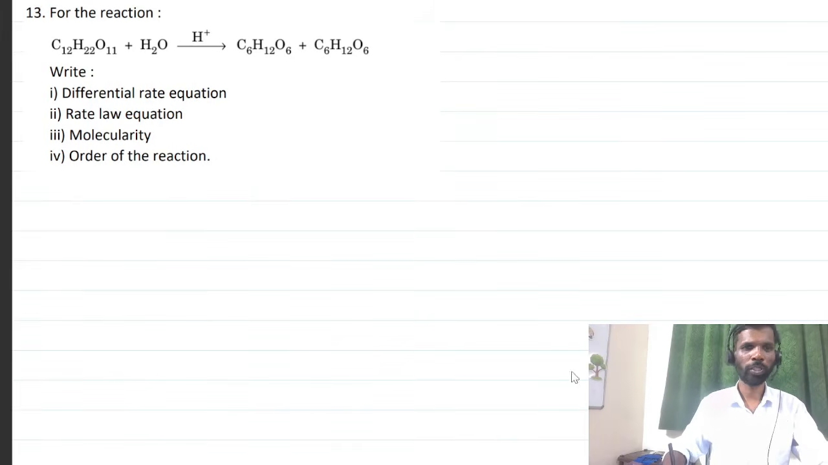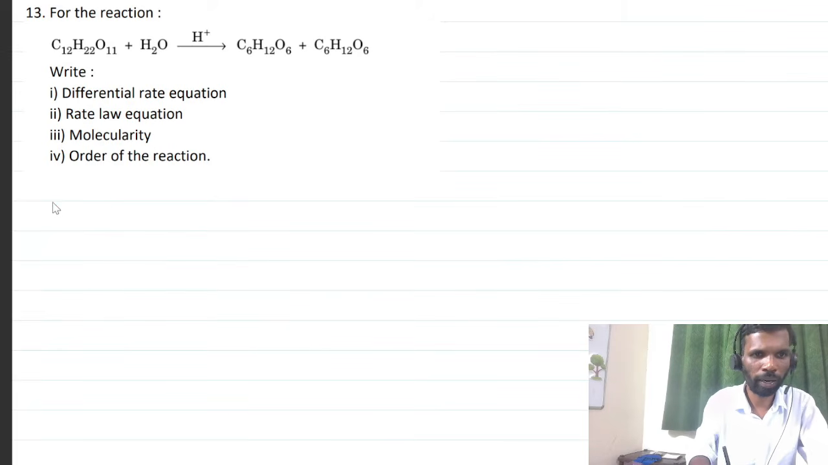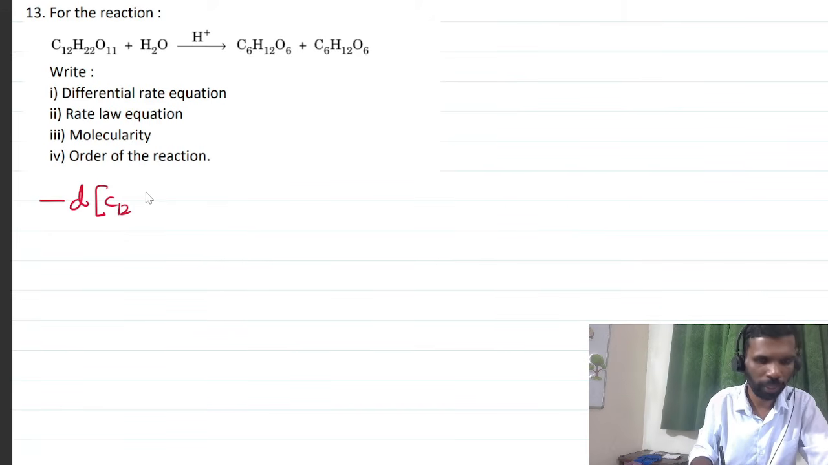Okay, this question is straight from the NCERT. If you're reading the NCERT, you'll be able to do this nicely. Write the differential rate equation. This is conceptual. How do we write? Minus d concentration of sucrose, that is C12H22O11, by dt. I'm writing the answer for the first one.